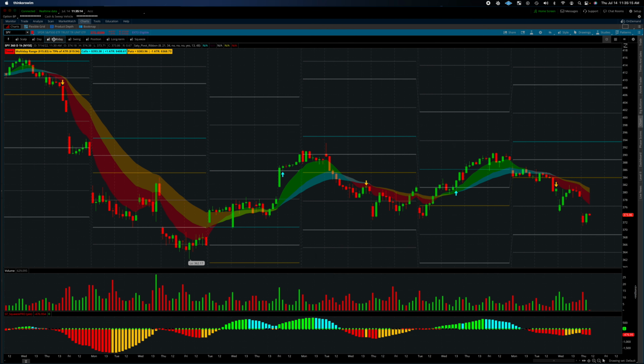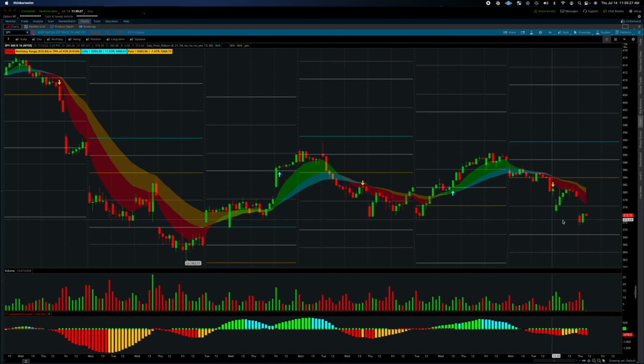And I pair that with my multi-day levels. So these are weekly levels. Of course, the pivot ribbon stays the same on all of them, 8, 21, 34. Yeah, so I love the 1 hour. It is really great for understanding broader trends.